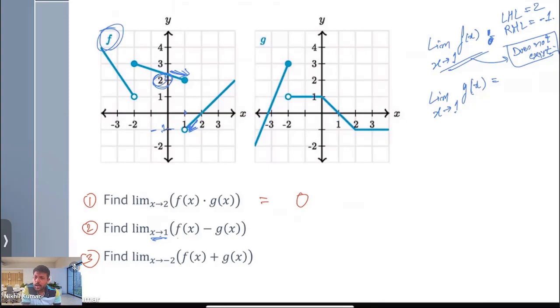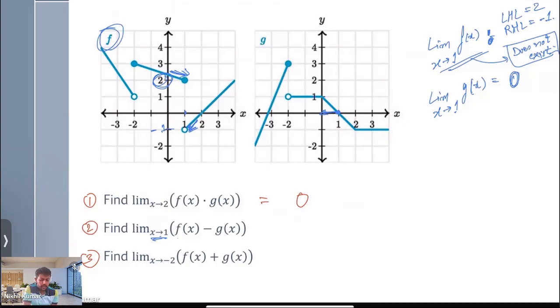Let's figure out what happens with g of x when we are approaching x equal to 1. When we are approaching x equal to 1, g of x is defined, and the value that it is taking is 0. So, limit of g of x is 0.